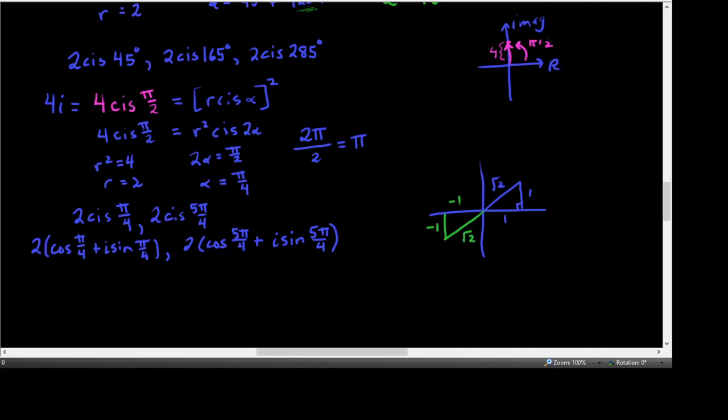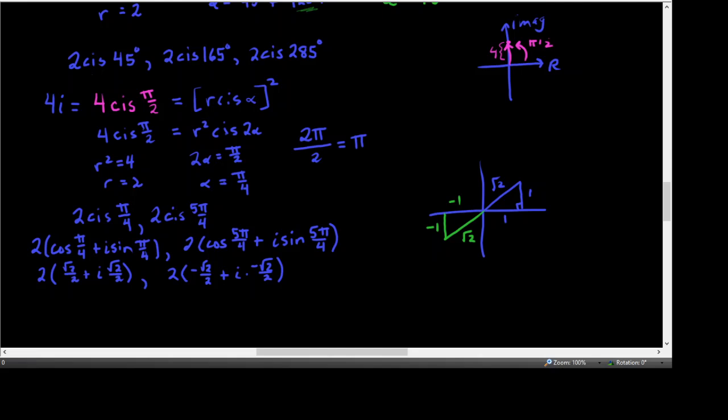Okay, so cosine of pi over 4 is square root of 2 over 2 plus i times the sine of pi over 4, which is also square root of 2 over 2. The other one will be 2 times cosine of 5 pi over 4, which is negative square root of 2 over 2, plus i times the sine of 5 pi over 4, which is also negative square root of 2 over 2.